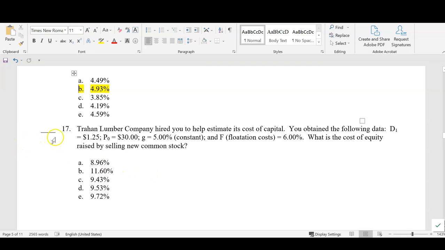Question 17. This firm hired you to help estimate its cost of capital. You obtained the following data: D1, P0, g, and F. What is the cost of equity raised by selling new common stock? So, cost of equity for new stock. We have to use this flotation cost added into our constant growth model for estimating R.